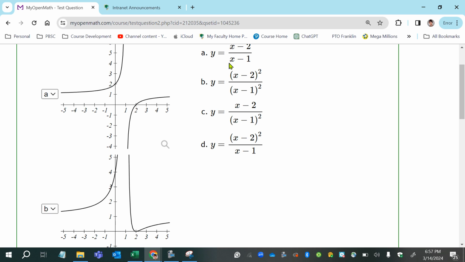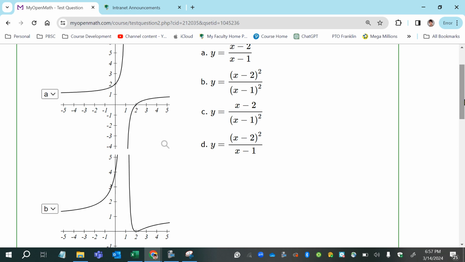So then how do we know if A is matched to that first one or not, and if B is matched to that second one or not? We have to think about it a little deeper, since both of these have the same vertical asymptote and the same horizontal asymptote. So how are we going to differentiate between them?